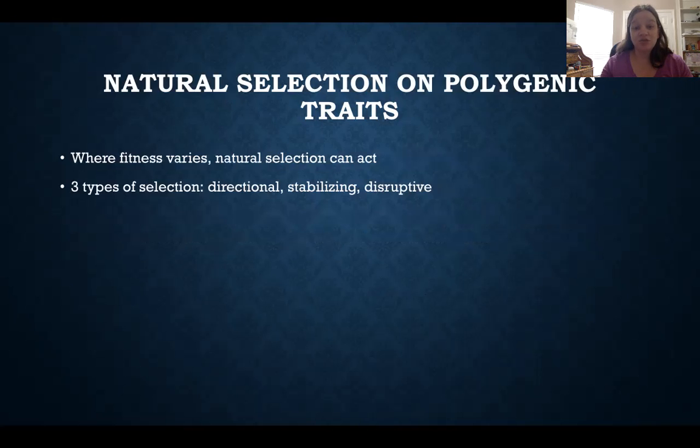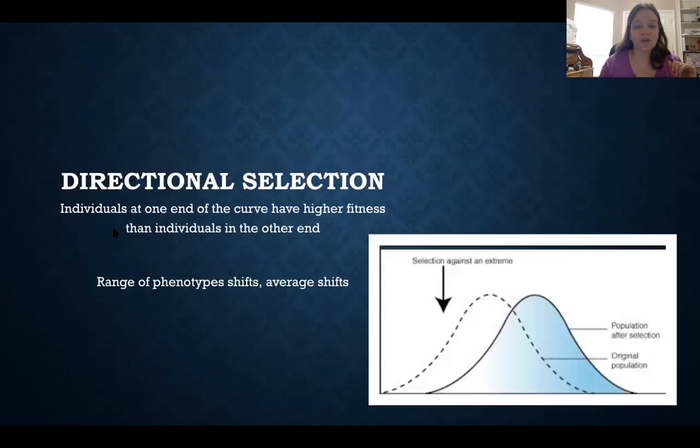On a polygenic trait, natural selection will act in one of three ways. It just depends on which type is going to be more fit, which end of the spectrum. Remember, polygenic traits form a bell curve. You end up with either extreme and then everywhere in between. We're going to look at some examples. As you do your homework, you can feel free to make up something as long as it sort of makes sense.